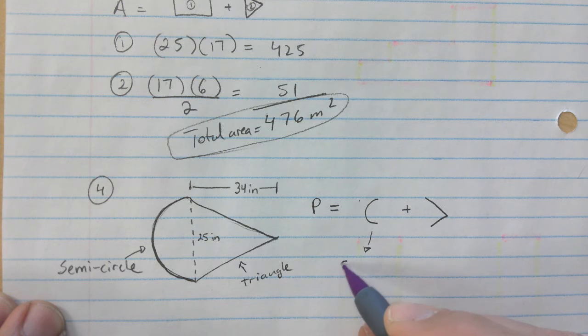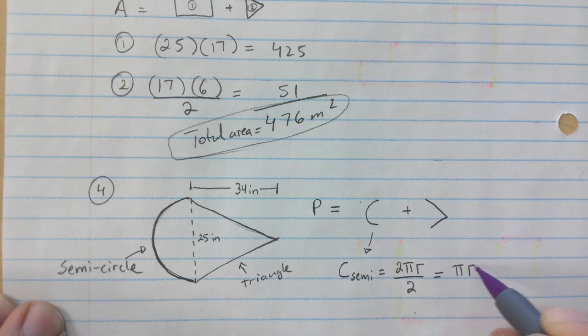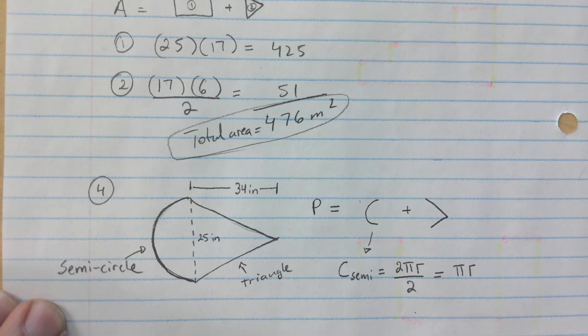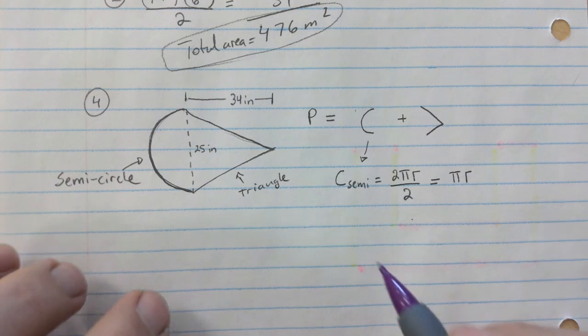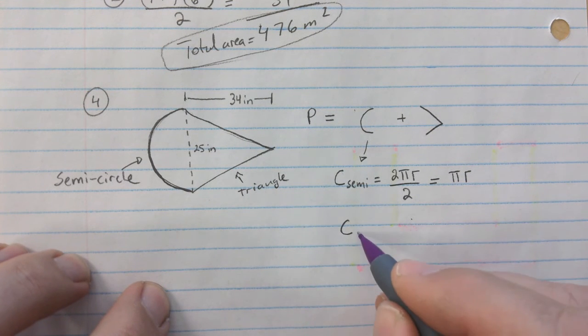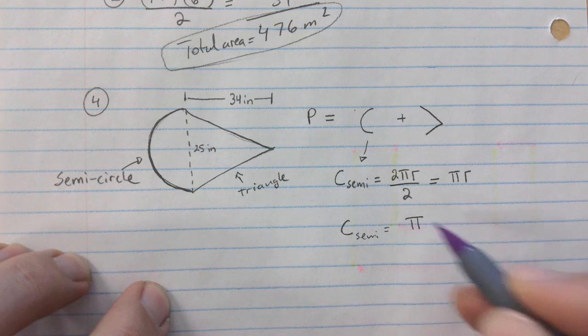The circumference of a semicircle, instead of 2 pi r, we divide it by 2, right? We divide the circumference by 2, so it really just ends up being pi times r. Okay? So the circumference of a semicircle is going to be pi times radius.